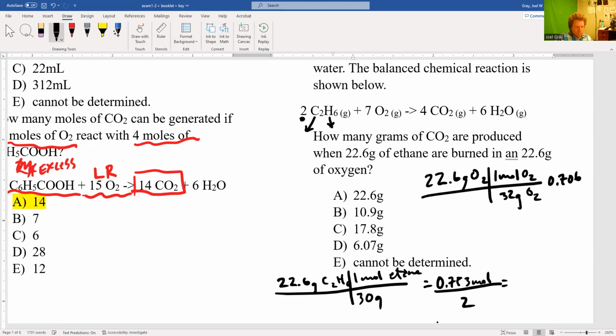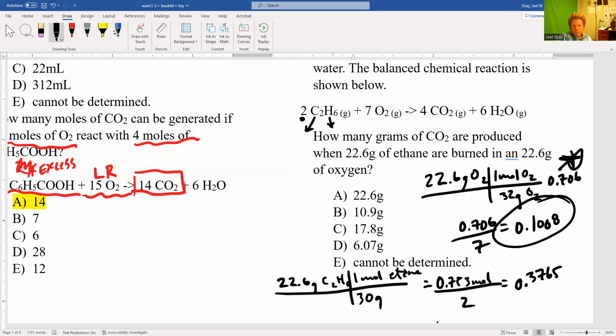0.753 divided by 2 is 0.3765. 0.706 divided by 7 equals 0.1008. Okay. This number for O2 is lower. Therefore, this O2 is our limiting reactant.